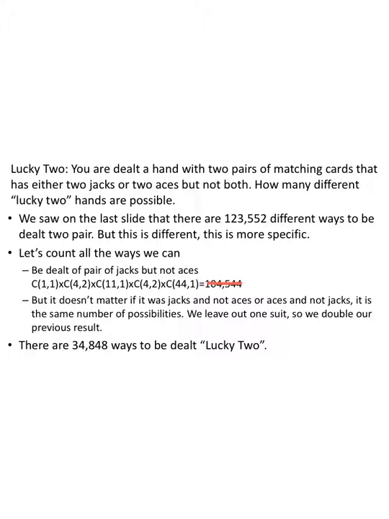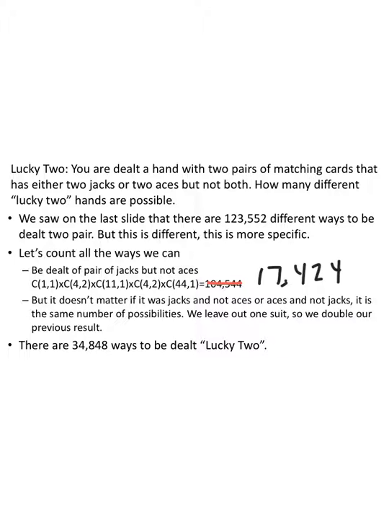When we multiply this, it is 17,424. It's a comma here in the US. So 17,424 different ways we could get a pair of jacks and another pair that's not aces.